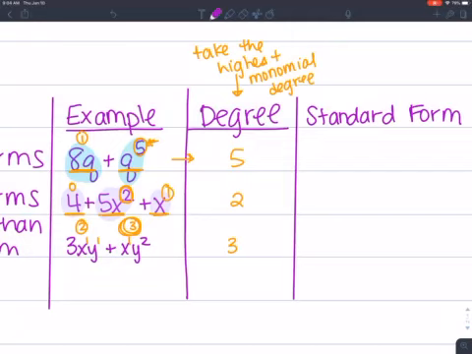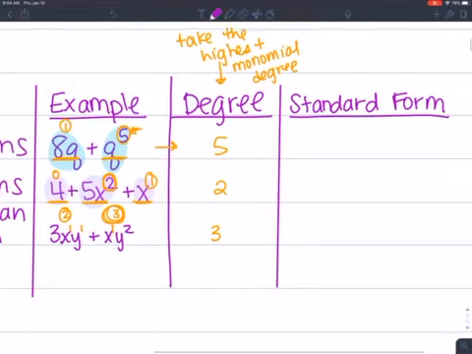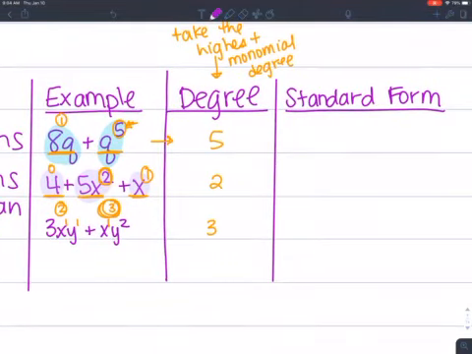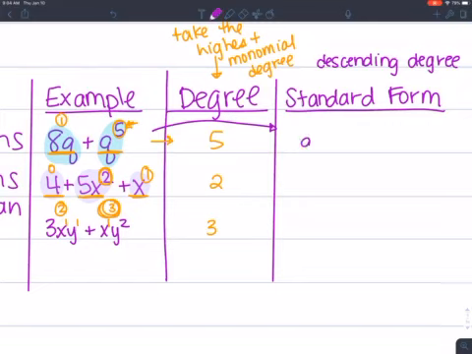Going through and listing the degrees of each individual monomial is helpful because it helps us write standard form, which means we need to write each monomial in descending degree. Over here, I have 2 terms, and I'm going to write it so that the highest degree is first. This was my Q5 that had the highest degree. And then the next term was my positive 8Q. So I've written both terms. I have a higher degree for the first term than for the second, so we are done. This is good standard form.